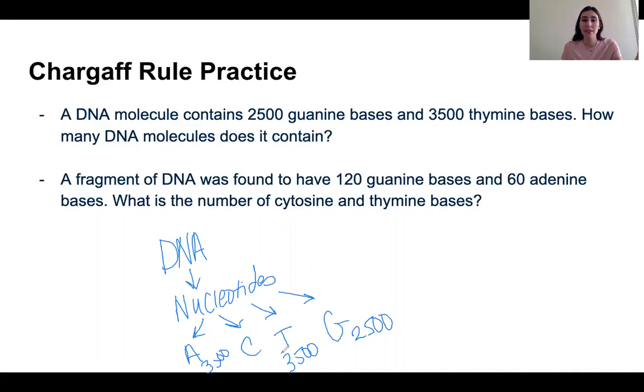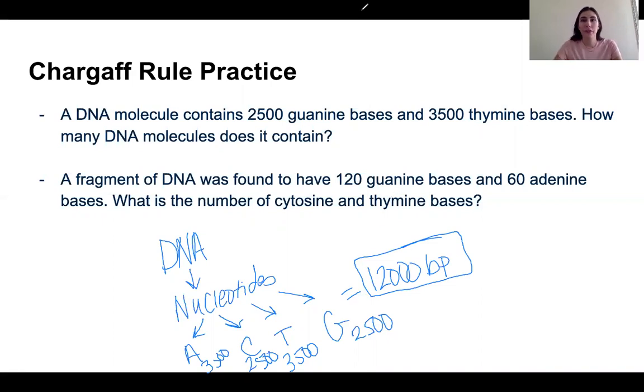And then how many cytosines are we going to have? It's going to be equal to the amount of guanine bases, so 2,500. If we were to add all of these bases together, then we would end up with 12,000 bases, or BPs, base pairs of DNA. That's how much DNA we have in this particular molecule. So that's the answer for the first question.